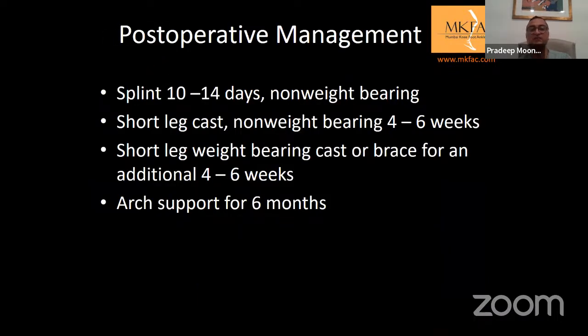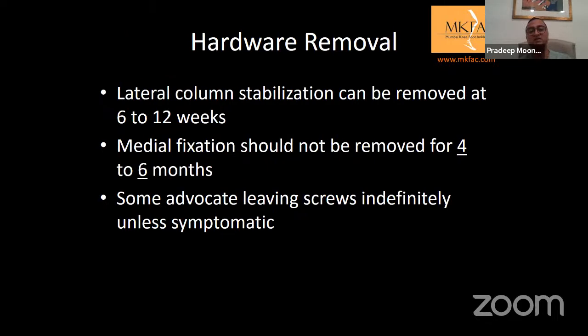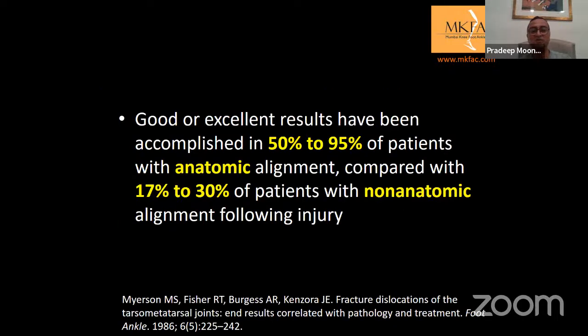Post-operatively, they go in a splint for 2 weeks. Non-weight bearing is almost for 6 weeks. And then with an arch support, they walk for almost 6 months. Usually hardware removal, if the joints are spanned, needs to be done between 4 to 6 months. And K-wires can come out in 6 weeks' time.